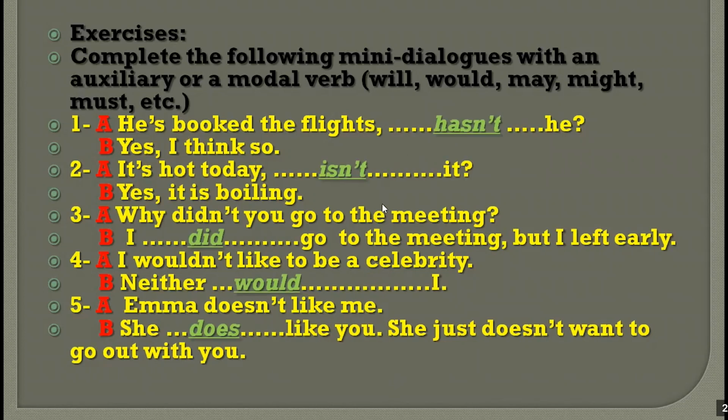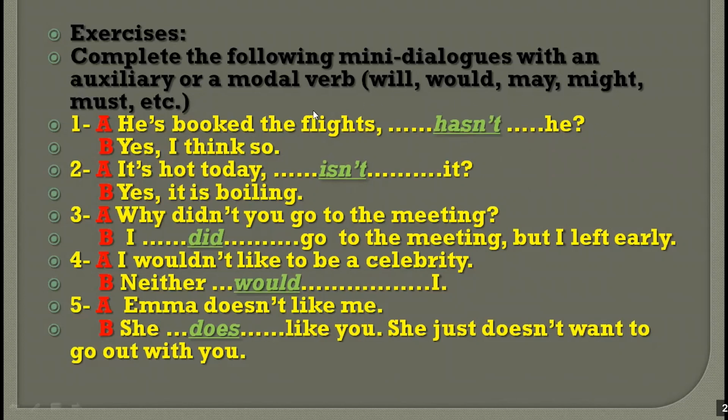Okay, let's take a look at the answers, and remember to pause the screen because you need more time, of course. He's booked the flights, hasn't he? Now, that's verb to have. He has booked the flights. And of course, you have to use it as it is. And you have to use it in the negative form, because if you have it in the affirmative, you use negative. If it's negative, you use affirmative.